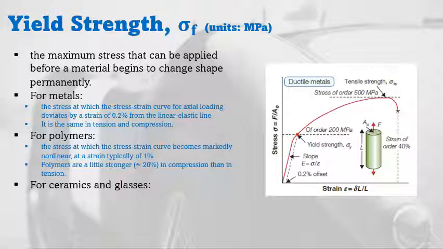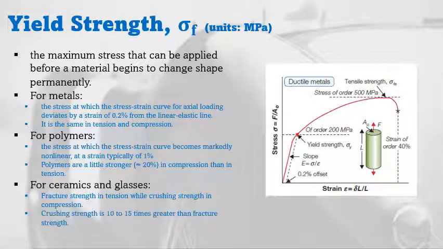For ceramics and glasses, the yield strength is equivalent to the fracture strength in tension and equivalent to the crushing strength in compression. For ceramics and glasses, the crushing strength is 10 to 15 times greater than the fracture strength. That is also the reason why it is more difficult to crush ceramics and glasses than to fracture them.